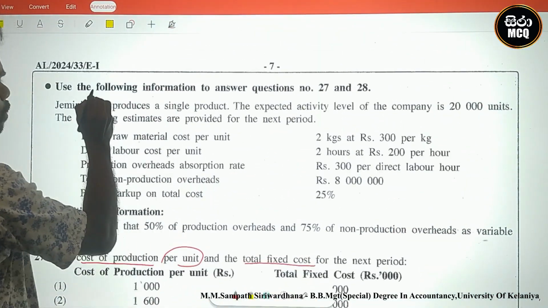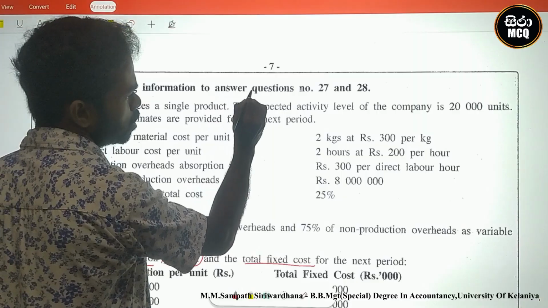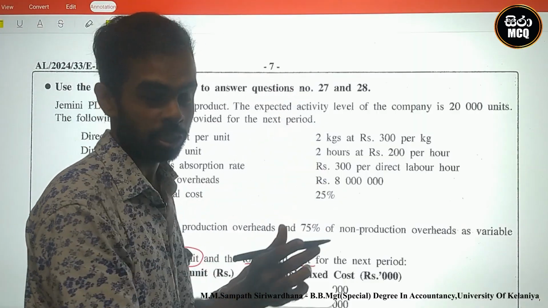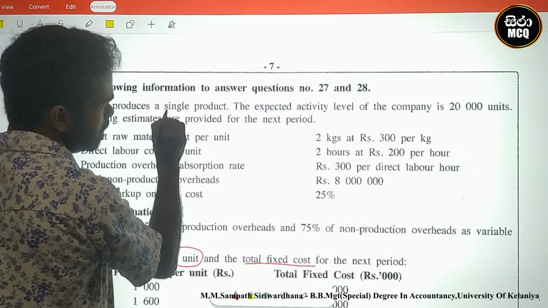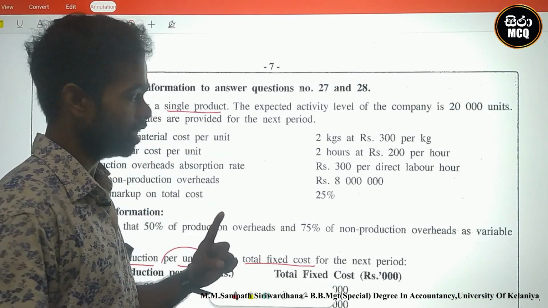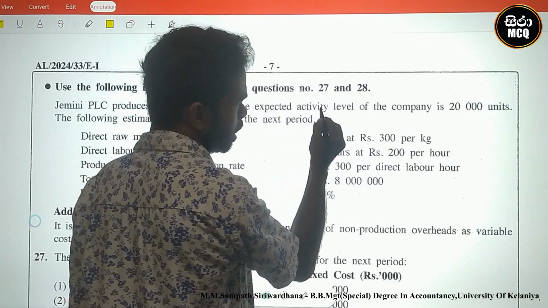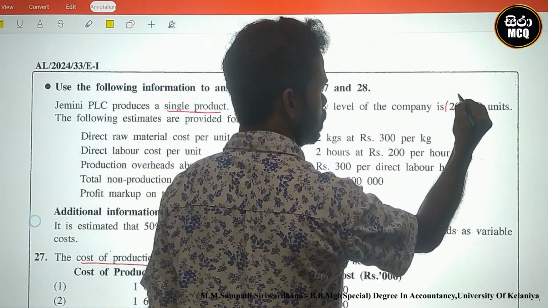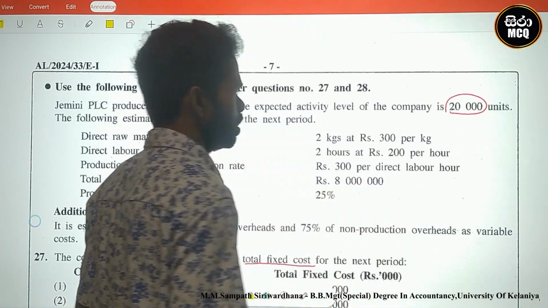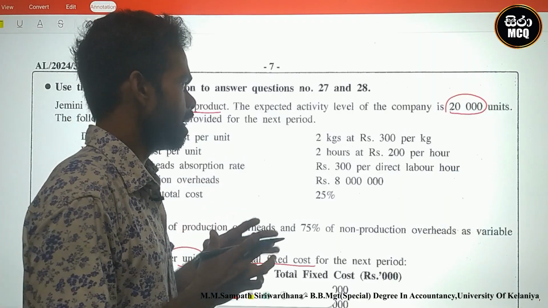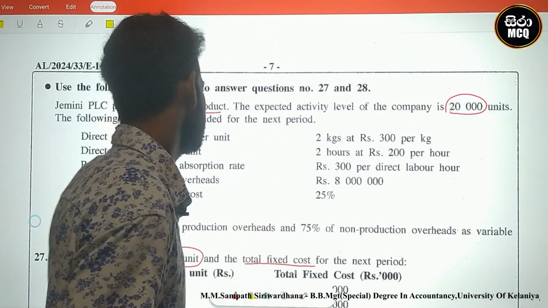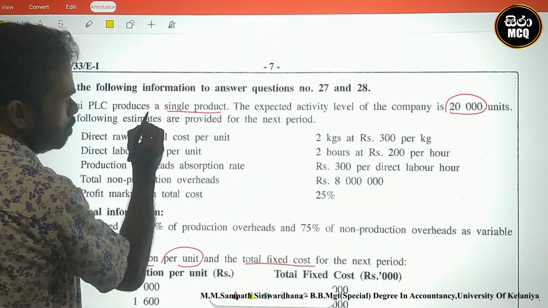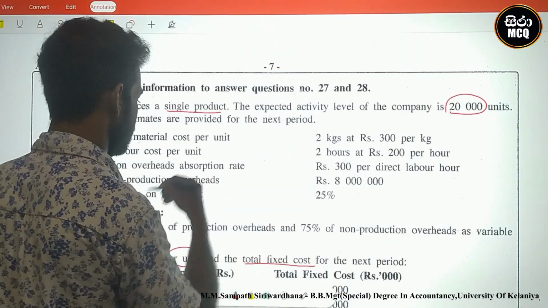Use the following information to answer question number 27 and question number 28. Gemini PLC produces a single product, only one product. The expected activity level of the company is 20,000 units. Activity level means production units, so production is 20,000 units. The following estimates are provided for the next period.